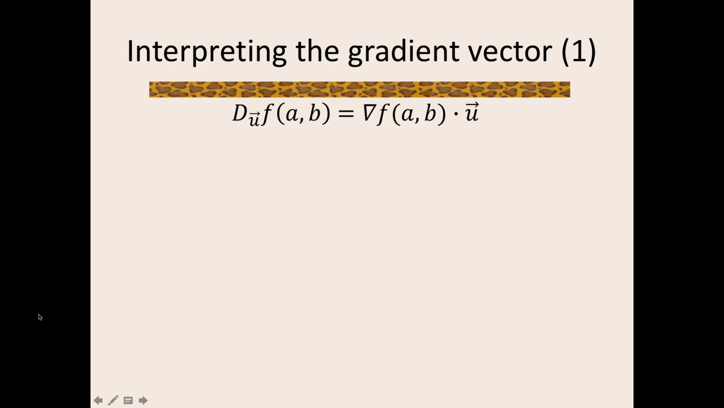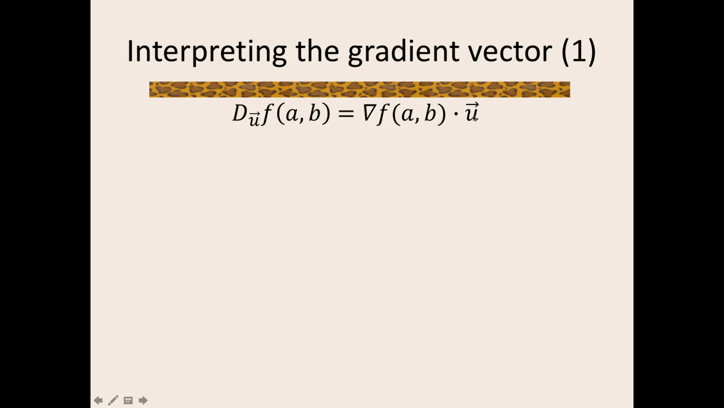Hi, here we are in Highlights Part 2, where we're going to be talking about 4 important properties of the gradient vector. Now, in the last video, we defined the directional derivative of a function at a point in the direction of a unit vector u as the dot product of the gradient of that function at the point a, b with the unit vector.